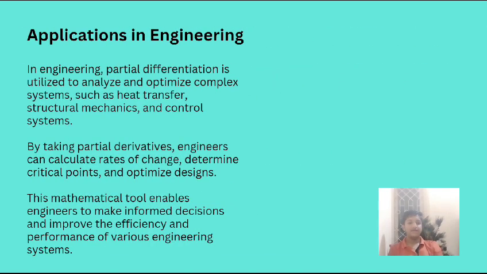Applications of partial differential equations in engineering. In engineering, partial differentiation is utilized to analyze and optimize complex systems such as heat transfer, structural mechanics, and control systems. By taking partial derivatives, engineers can calculate rates of change, determine critical points, and optimize designs. This mathematical tool enables engineers to make informed decisions and improve the efficiency and performance of various engineering systems.